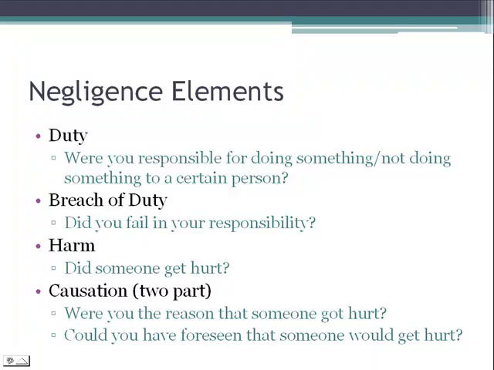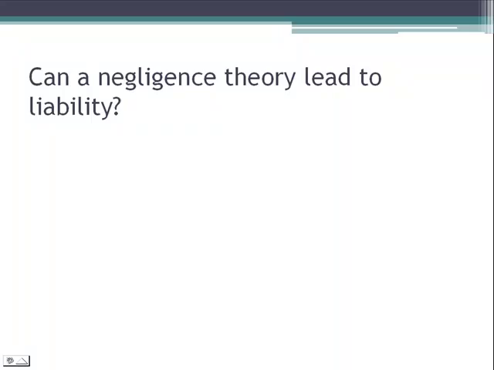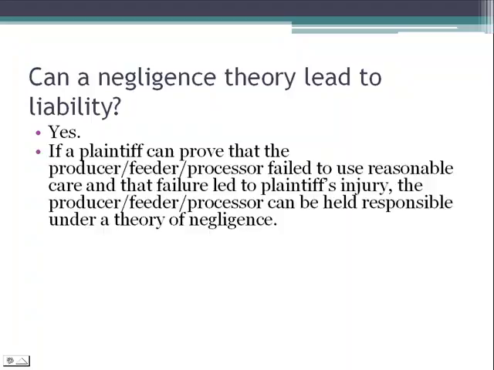And could you have foreseen that somebody would get hurt? If you are intentionally feeding this bone meal to cattle, made from cattle, then it's reasonably foreseeable that somebody could get hurt as a result. If you're doing something intentionally that you know is wrong, it's very easy to be held responsible for negligence. And can this negligence theory lead to liability? Yes. This is one situation where I'm not going to say yes or no, not going to say possibly. Yes, it can. If a plaintiff can prove that someone down the chain failed to use reasonable care and that failure led to the injury, then that person can be held responsible.